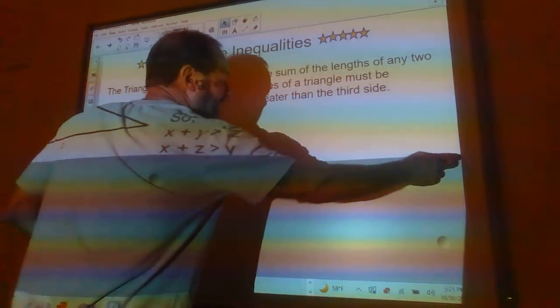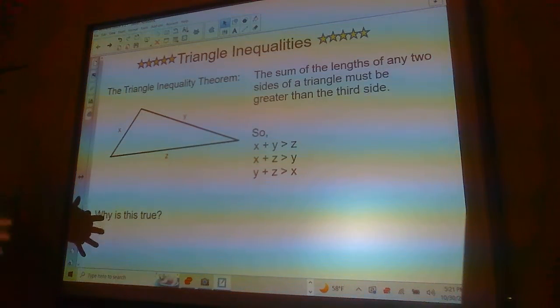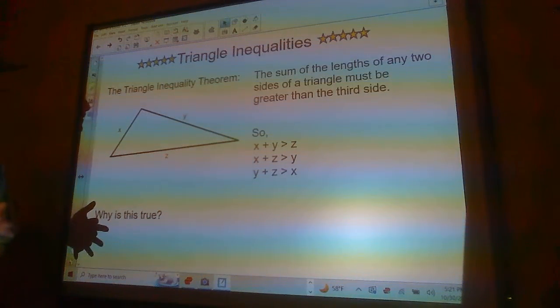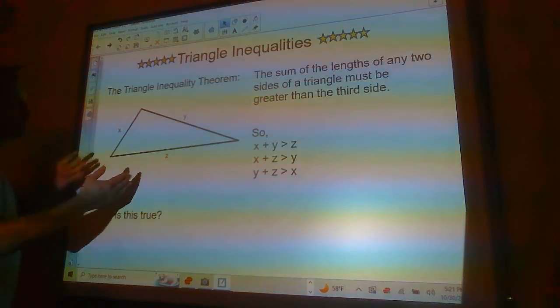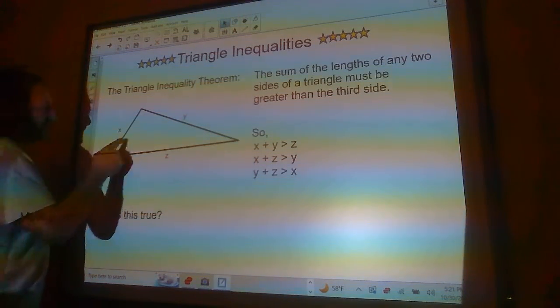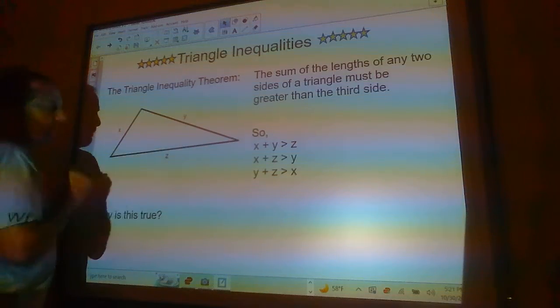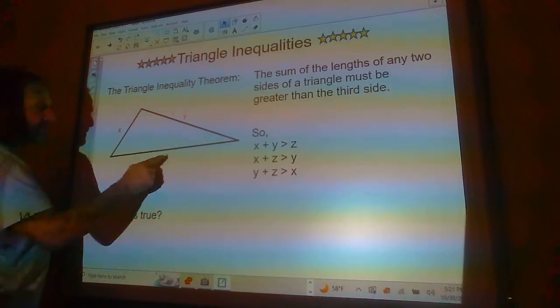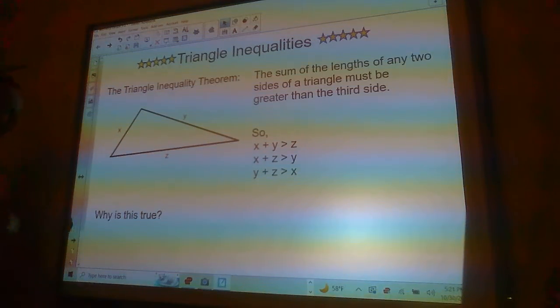Okay, so it says the sum of the lengths of any two sides of a triangle must be greater than the third side. So what does that mean in this triangle right here? If this is of length x and this is of length y and this is of length z, x plus y has to be more than z, x plus z has to be more than y, and y plus z has to be more than x.